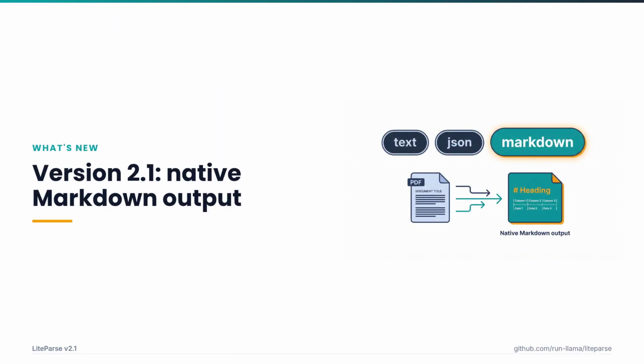Here is the headline of version 2.1. Markdown is now a first-class output format, sitting right next to plain text and JSON. This turns LiteParse from a text extractor into the fastest open-source, model-free pipeline for converting PDFs into Markdown.